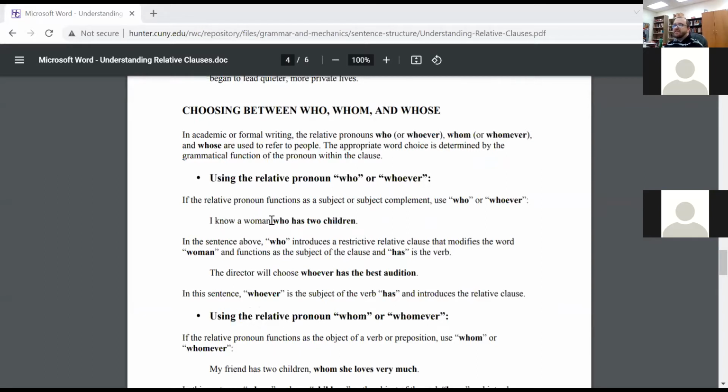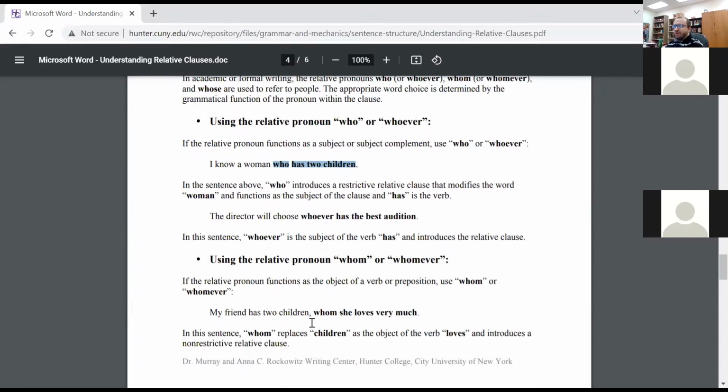Who, as you see, is used when the meaning is important to the meaning of the sentence. So, "I know a woman who has 2 children." Well, who has 2 children is important to the meaning of the sentence. So you use who in this case. So who functions like that does when you're talking about something that's not human.